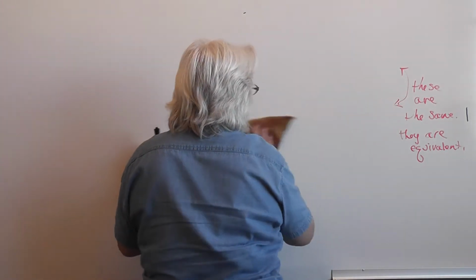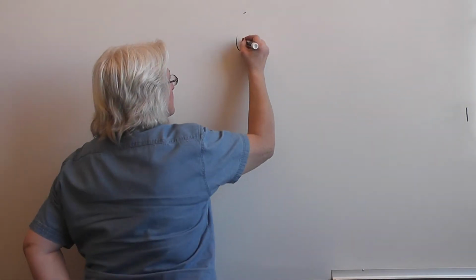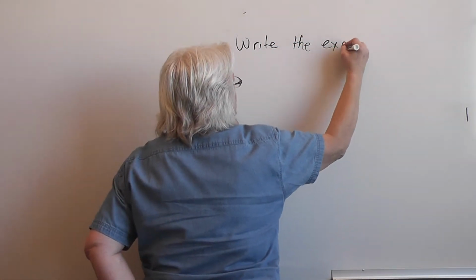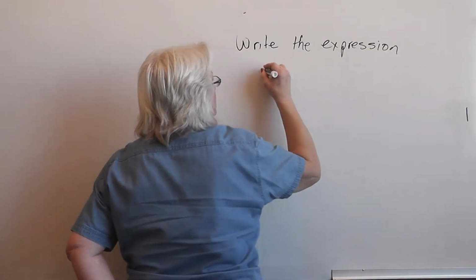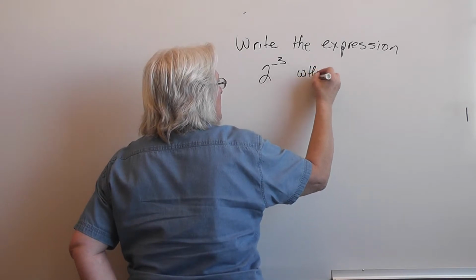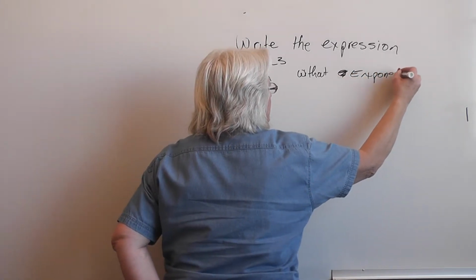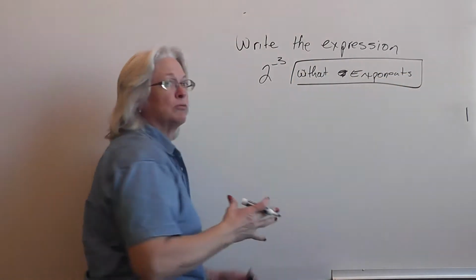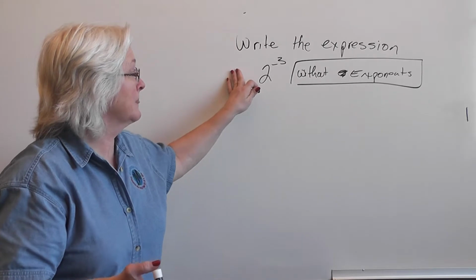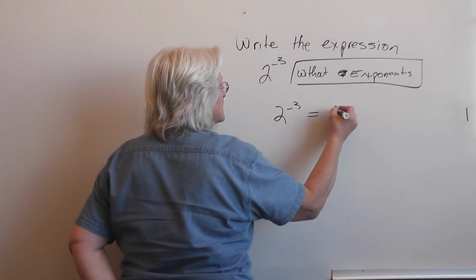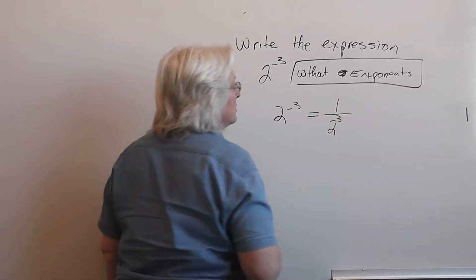So you have an example here, and it's saying write the expression 2 to the negative 3 without exponents. There are several steps to this problem. None of them are hard. The expression 2 to the minus 3 without exponents. This is the key that you're looking for right here, the fact that you have to be able to write this expression without exponents. Okay, the very first thing that you want to be able to do is say, oh, I realize that 2 to the minus 3 is the same as 1 over 2 cubed.